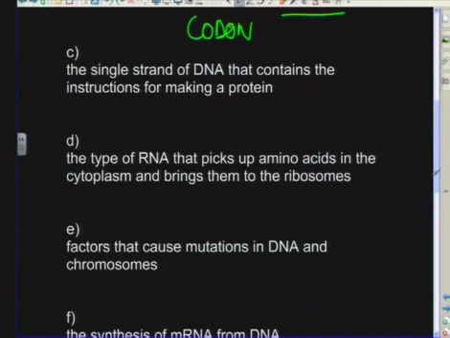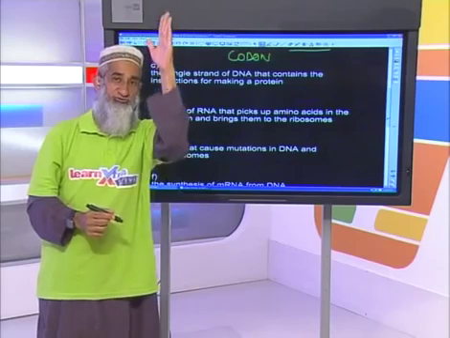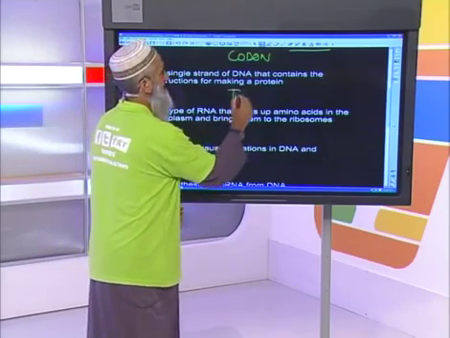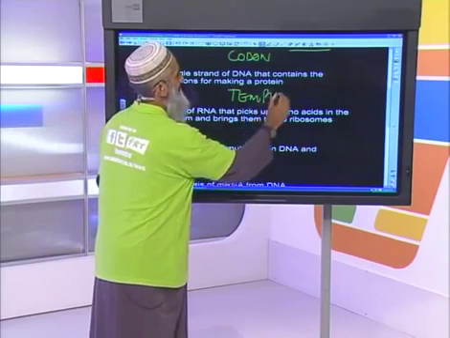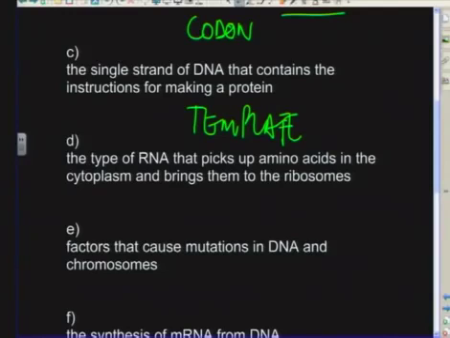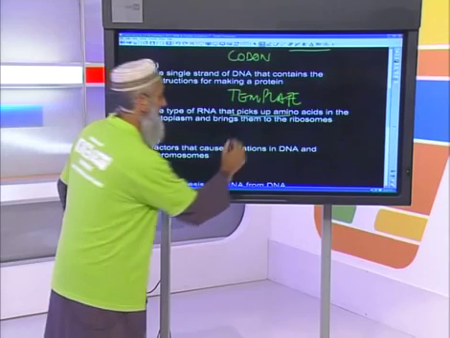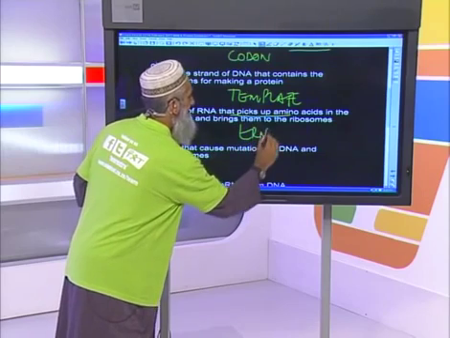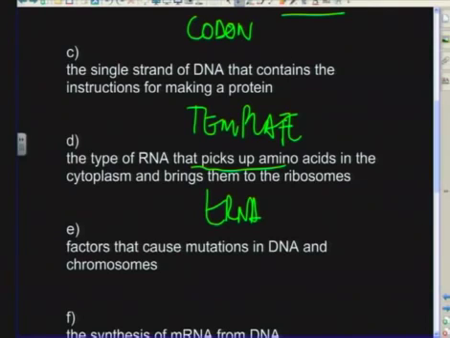A single strand of DNA that contains the instruction for making a protein, the one that shows the code, we call it the template. The template or the mold. The type of RNA that picks up amino acids in the cytoplasm and brings them, that's easy. The word picks up tells you something about what I told you earlier: the transfer RNA. And factors that cause mutations in DNA and chromosomes are called mutagens.